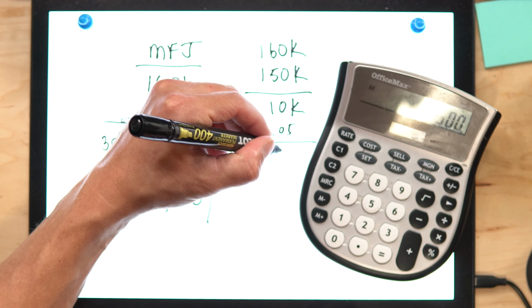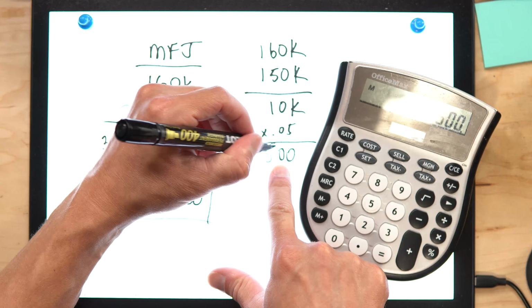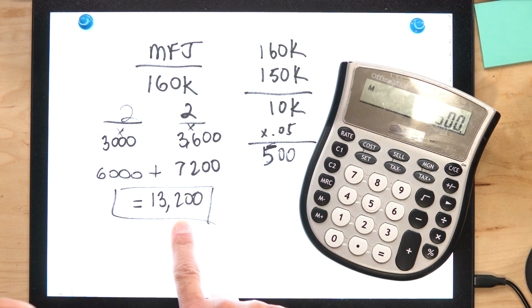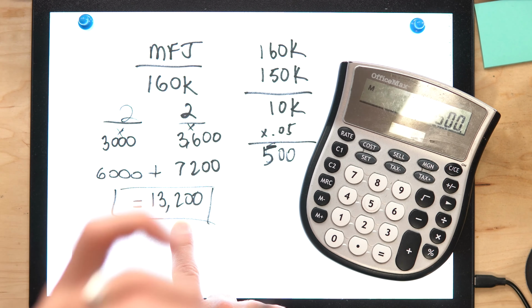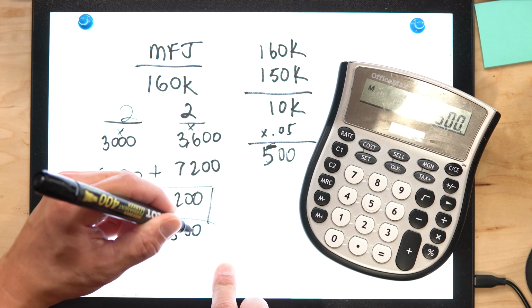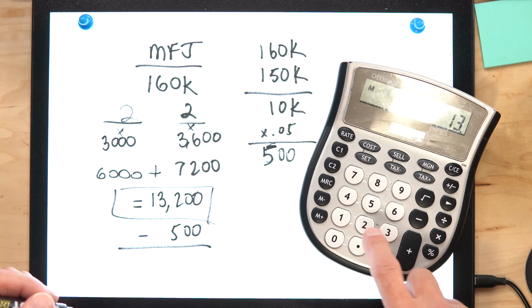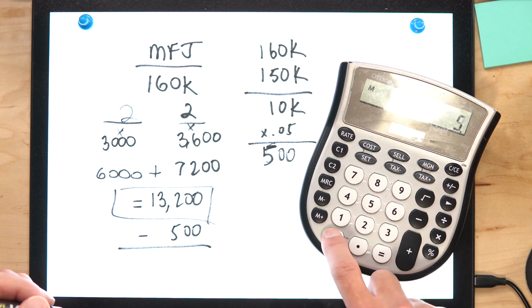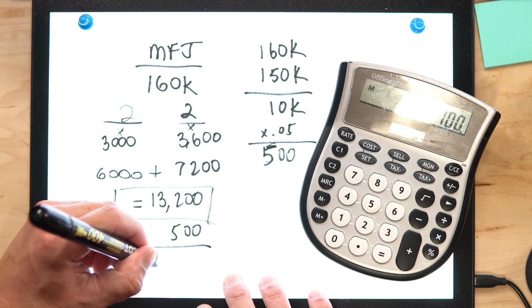So what we need to do is subtract our $500 from our total amount that we can qualify for before the phase out. So we're going to take our $13,200 and subtract our $500. That's $12,700. So now all we need to do is take that number of $12,700 and divide it by 12, which will give us $1,058. So this is the amount that you would get on a monthly basis.